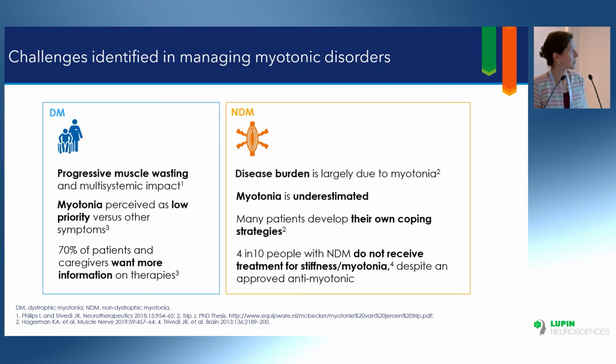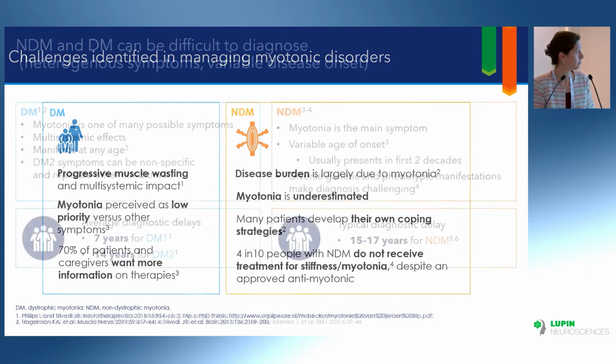There are quite some challenges identified in the management of myotonic disorders. In myotonic dystrophies, we know there is a progressive muscle wasting and a multisystemic impact. Myotonia is perceived as a low priority versus the other symptoms that occur in this disease. And 70% of the patients and caregivers want more information on therapies. In non-dystrophic myotonia, the disease burden, as I already said, is largely due to myotonia. The myotonia is clearly underestimated. Many patients develop their own coping strategies, and 4 in 10 people with NDM do not receive treatment for stiffness or myotonia, despite an approved anti-myotonic therapy.